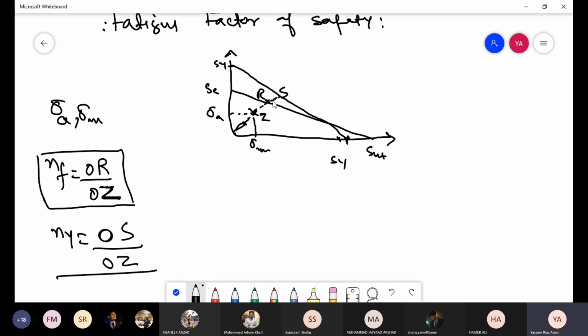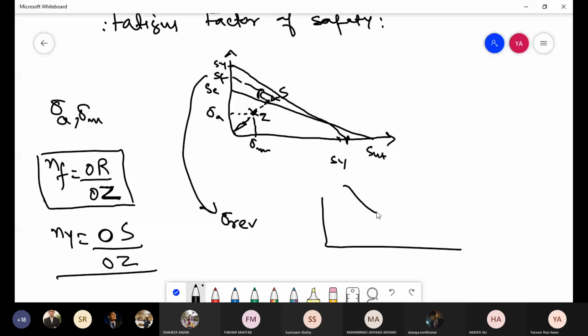And once again, if the point lies here, we can extend it to find SF, and because that means the mean stress is 0, we can replace it with sigma reversible, and then we can use the SN diagram to find the number of cycles to failure for that reversible stress.